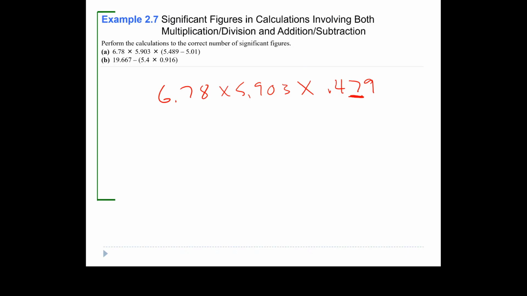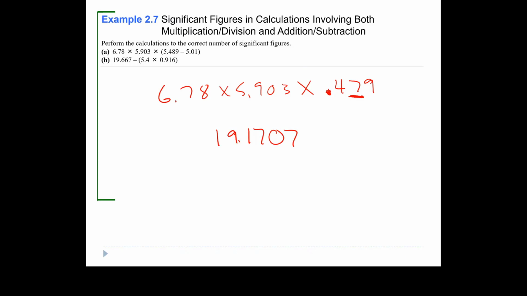So now let's do 6.78 times 5.903 times 0.479. And you guys tell me what you get. Just the entire calculator garbage that you get there. What is it? Somewhere in the 20 range. 19.17?